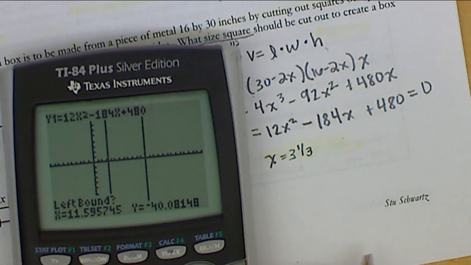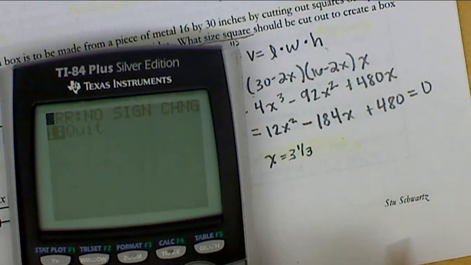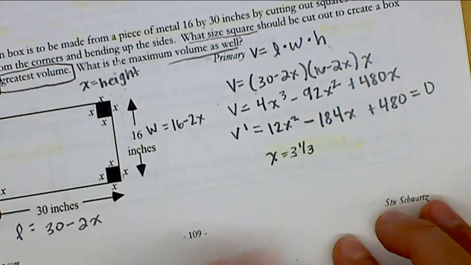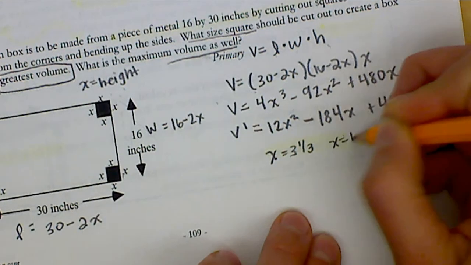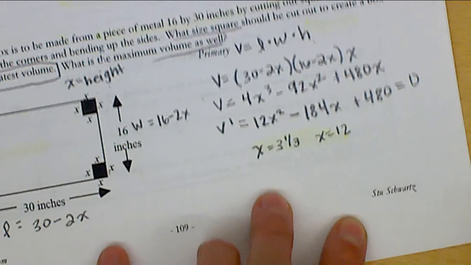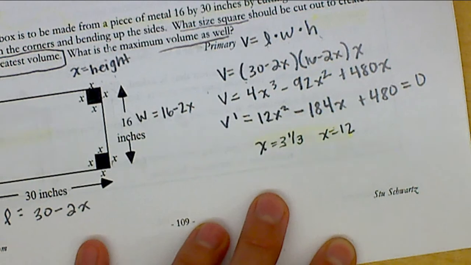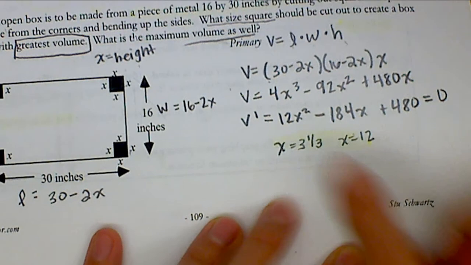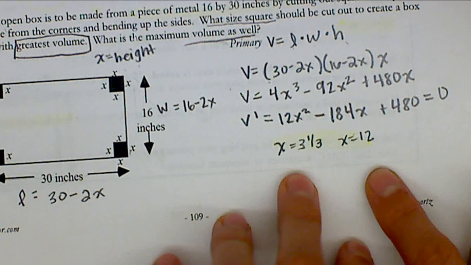Okay, left bound, right bound, and a guess. I don't know why this is happening, but I did this earlier and we got x equals 12. Please believe me. So it's x equals 12. We have two x values and they both can't maximize them.